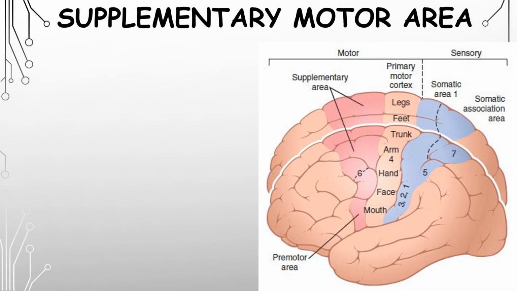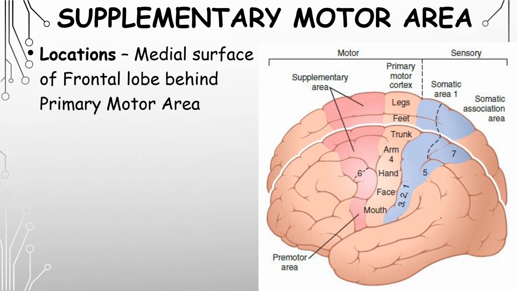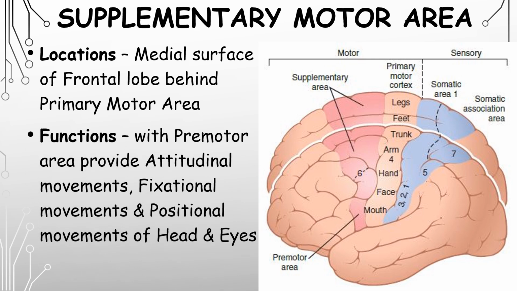Supplementary motor area. It is located in the medial surface of the frontal lobe, in front of the primary motor area. In association with the premotor area, its function is to provide attitudinal movements, fixation movements of different parts of the body, and also positional movements of head and eye.